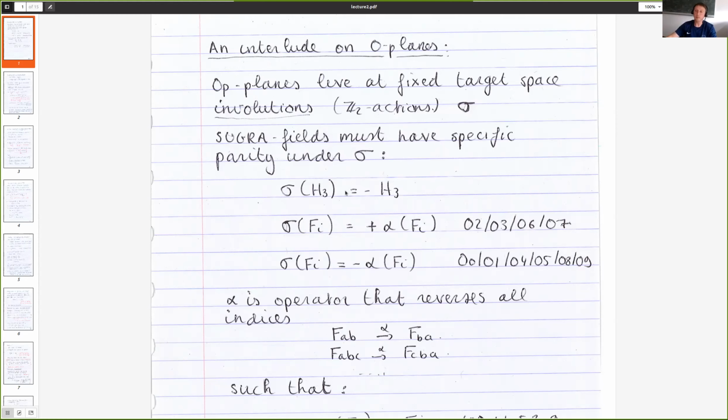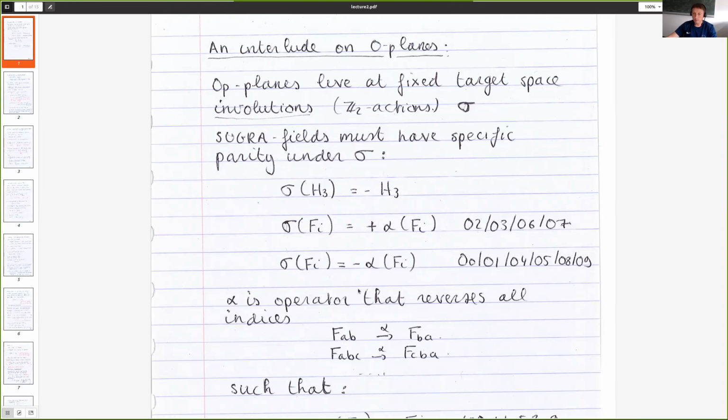Okay. What about the Ramond-Ramond fields? That's a bit much more complicated. Okay, here is the rule. So you have to divide it depending on the kind of orientifold plane. So imagine I have O2, O3, O6, or O7. Then the parity of the Ramond-Ramond flux is given by an operation plus alpha.